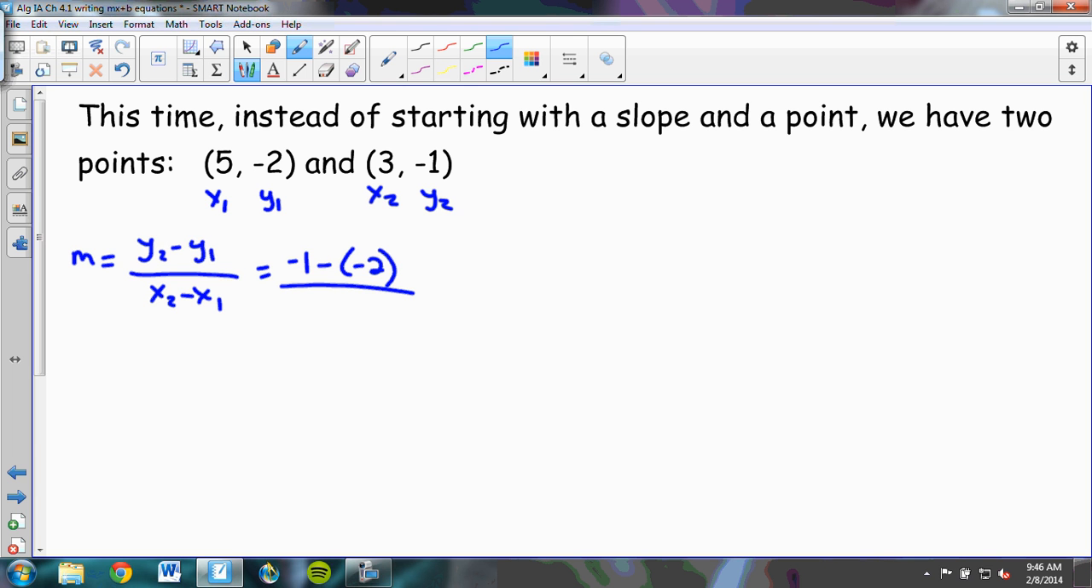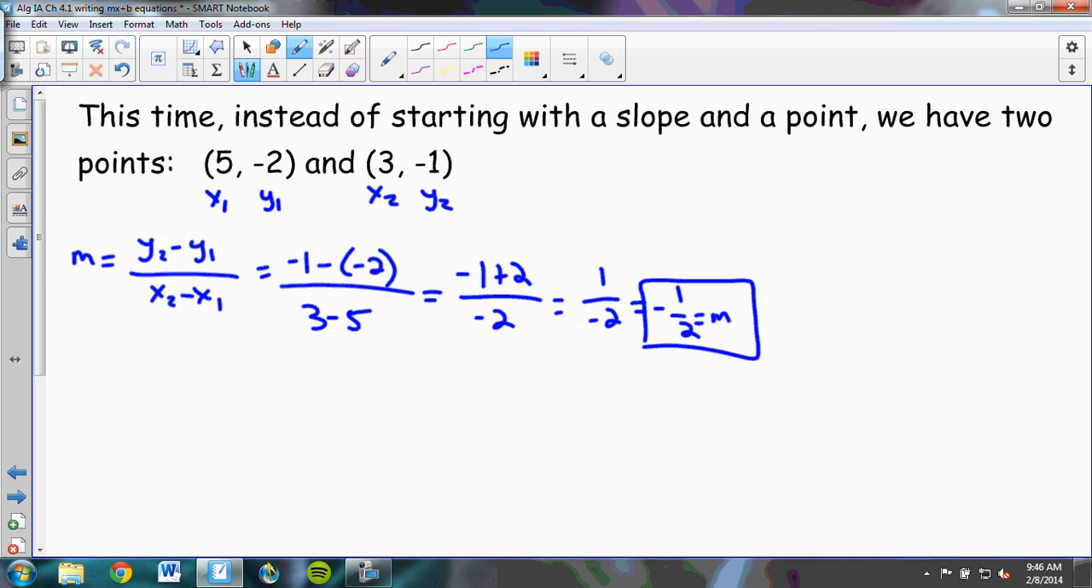Be careful of that double negative action. And on the bottom, I'm going to have x2 minus x1, which is 3 minus 5. And I end up with -1 plus 2 over -2, which is 1 over -2, or -1/2. This is m. That's my slope.